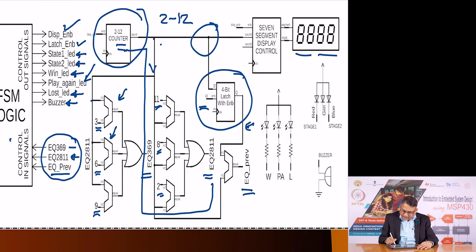Apart from that, here are the 3 LEDs for win, lose and play again. Here are 2 LEDs to indicate stage 1 or stage 2 of the game, and a buzzer to beep whenever certain action is taken. So, this is the representation. Now, we are still not anywhere near completion. We have to now decide what are the states required in the finite state machine. So, let us have a look at that.